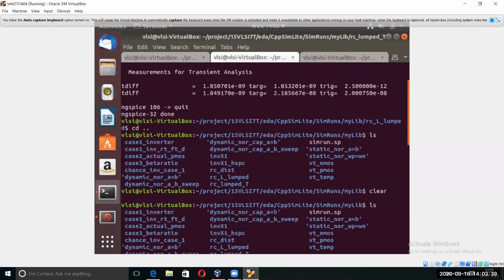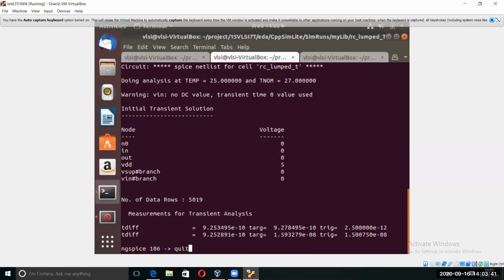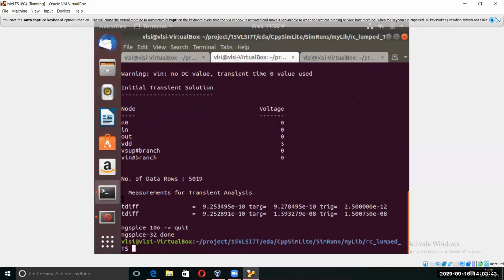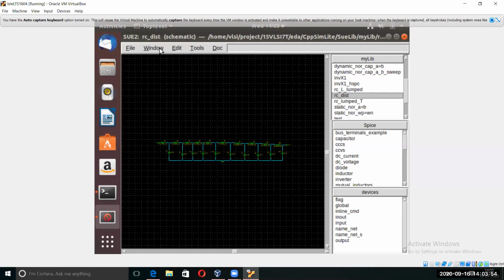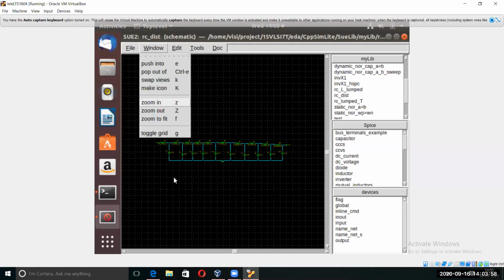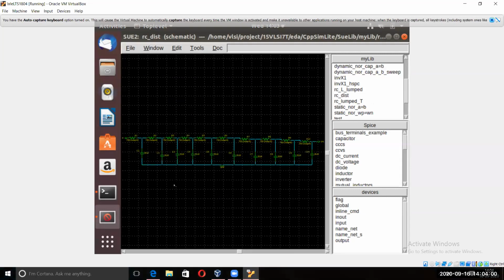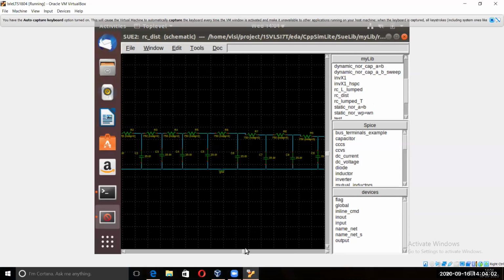Then we will go for the distributed one. Now we'll go to the distributed one. I have to zoom in. I guess you can't see. Can you see? 10 segments, yes. 10 segments distributed connections.